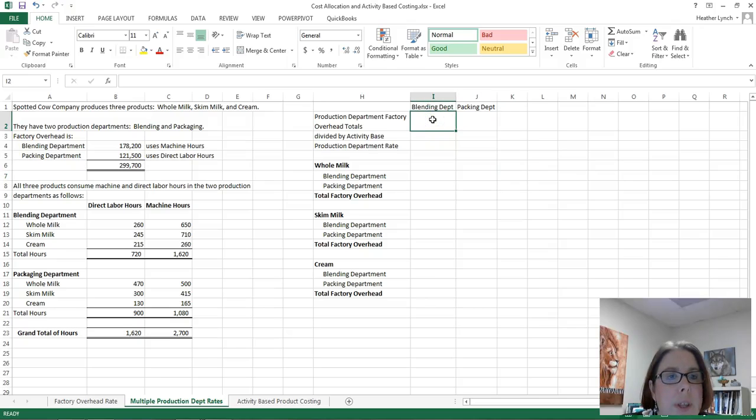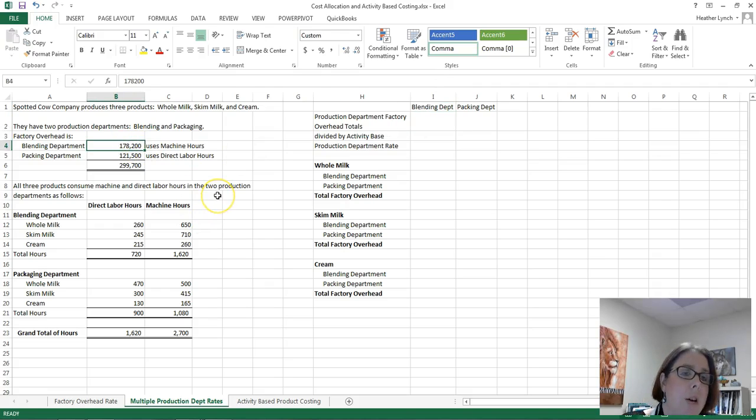Hello group, so this is again the Spotted Cow Company. They produce whole milk, skim milk, and cream. Now with that $299,700 of total factory overhead, blending is $178,200 and they use machine hours, and packaging department is $121,500 and they use direct labor hours.